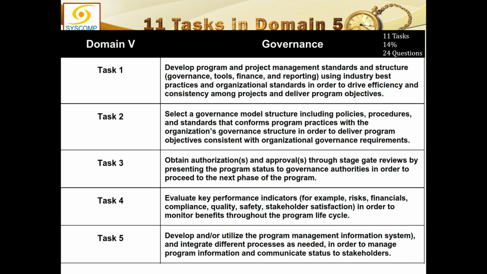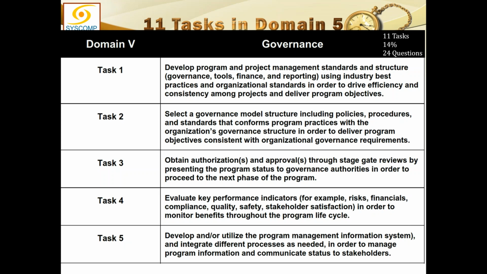So, having given you this small little introduction, the first task is to develop the program and project management standards and structure that includes the governance, the tools, finances, and reporting. So, this mechanism is provided through the governance. And naturally, using the industry best practices and organizational standards in order to drive efficiency and consistency among projects and deliver program objectives. So ultimately, our objective is to get the projects effectively and efficiently completed, and ultimately be able to deliver the program objectives. That is, the benefit realization should be possible.